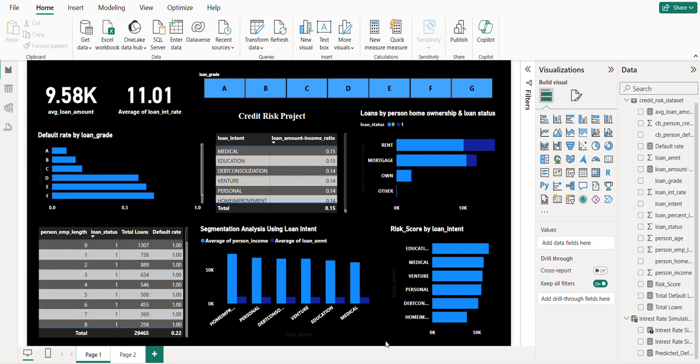So this analysis provides valuable insights for leaders to assess the risk, optimize the loans they are offering to customers, and improve financial decision making.